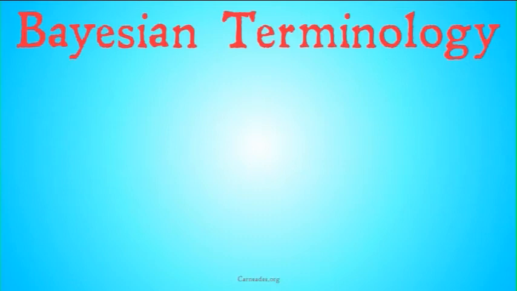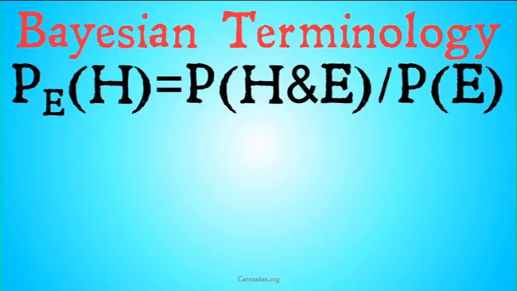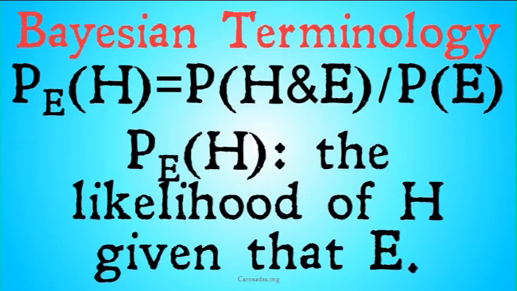So, now that we have a little bit of a sense of the way the probability matrix is going to work, let's talk about some more Bayesian terminology. P_E(H) is something we're going to call the likelihood of H given E. So basically, imagine that we already know that E is the case. What is the probability of H now? This is defined as the probability of H and E divided by the probability of E.